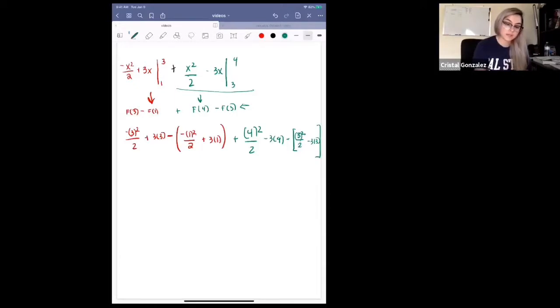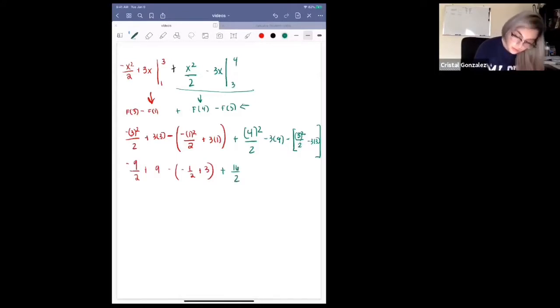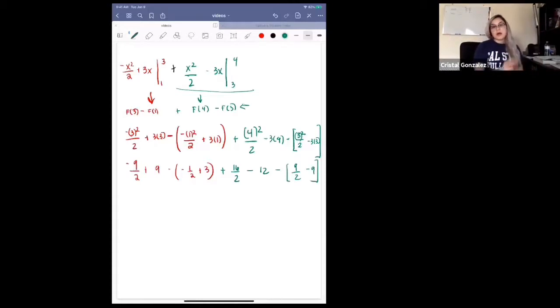Okay, perfect. So this is the same thing as negative 9 over 2 plus 9 minus negative 1/2 plus 3, and then plus 16 over 2, and I know I can simplify that, minus 12 minus 9 over 2 minus 9. Okay, and if we go ahead and simplify that, add them all together, this gives us just the answer 5 over 2. Okay, so I did this a little ahead of time, but now you know how to do it.